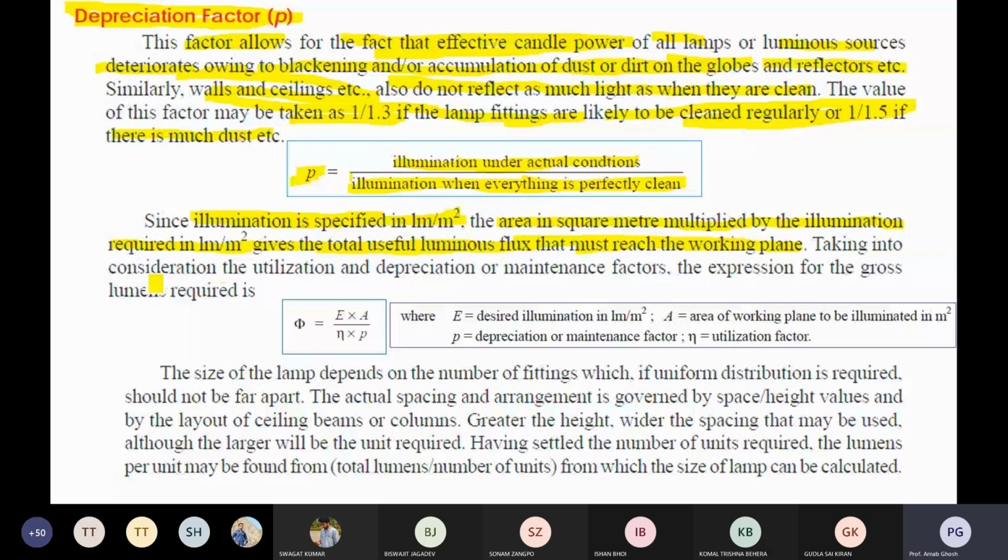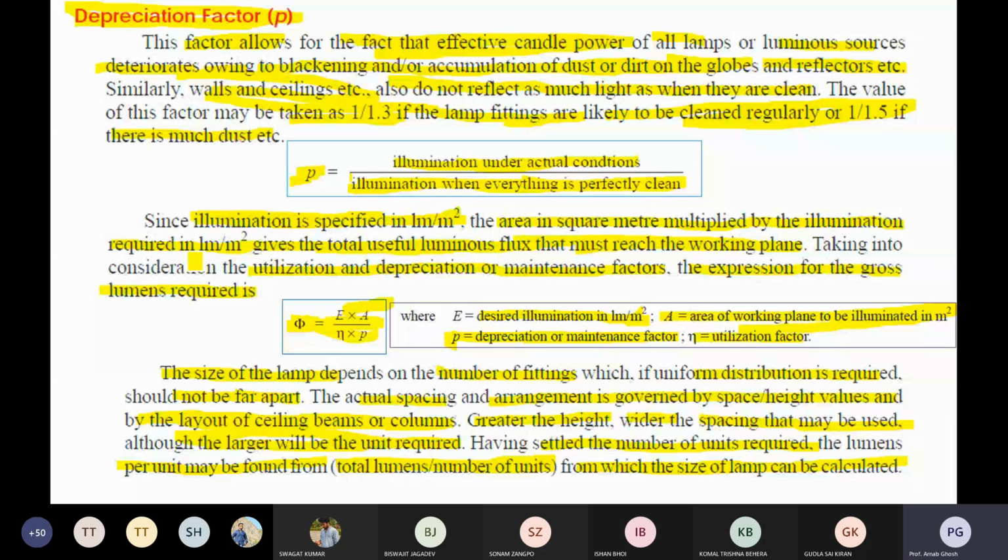Having settled the number of units required, the lumens per unit may be found from the total lumens divided by the number of units, from which the size of the lamp can be calculated. By this way you can calculate the lamp sizing. I think all of you are able to understand what the utilization factor, the depreciation factor, and the illumination flux are. Everything you can understand from the formulas that I have discussed here. Now we are solving some small numerical problems based on those formulas.